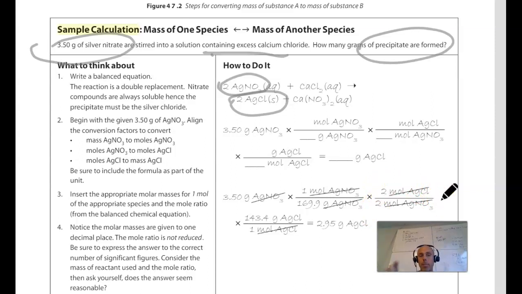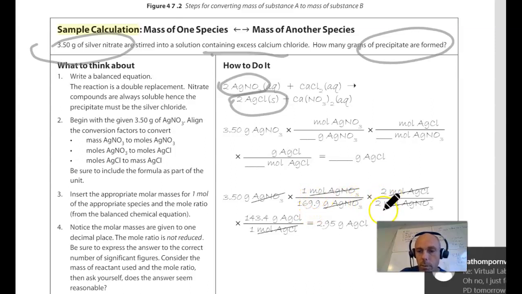And then the last step is to convert moles of silver chloride to mass using molar mass. And this time you put the molar mass on top so that moles cancels and we're left with grams. So we divide by the molar mass to get moles of silver nitrate, use the mole ratio to get from silver nitrate to silver chloride, and then molar mass again to get to silver chloride.